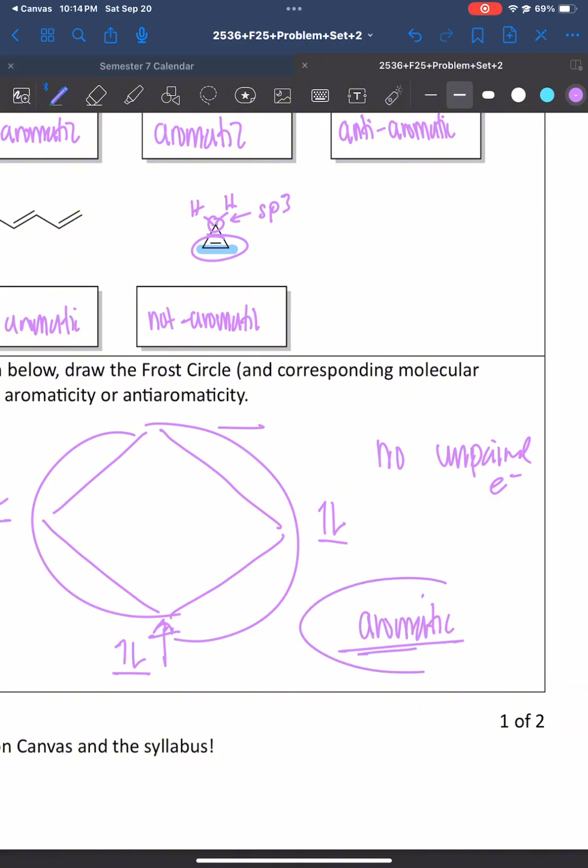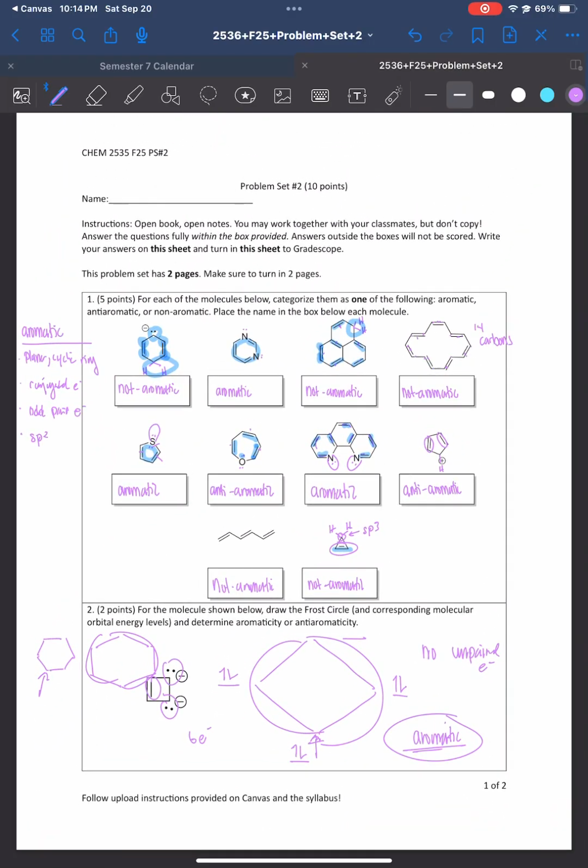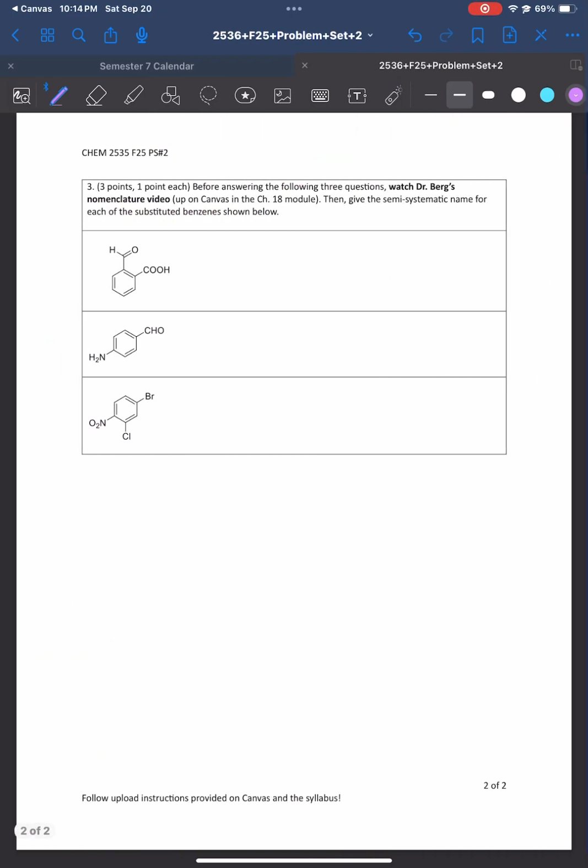Okay, if you guys have any difficulties, if you're given a heterocycle or something that is extremely weird, like this weird cyclobutene, I would recommend drawing a Frost circle if you have time, because this really tells you if something is aromatic or not aromatic. Now, let's look at the last page here, nomenclature.